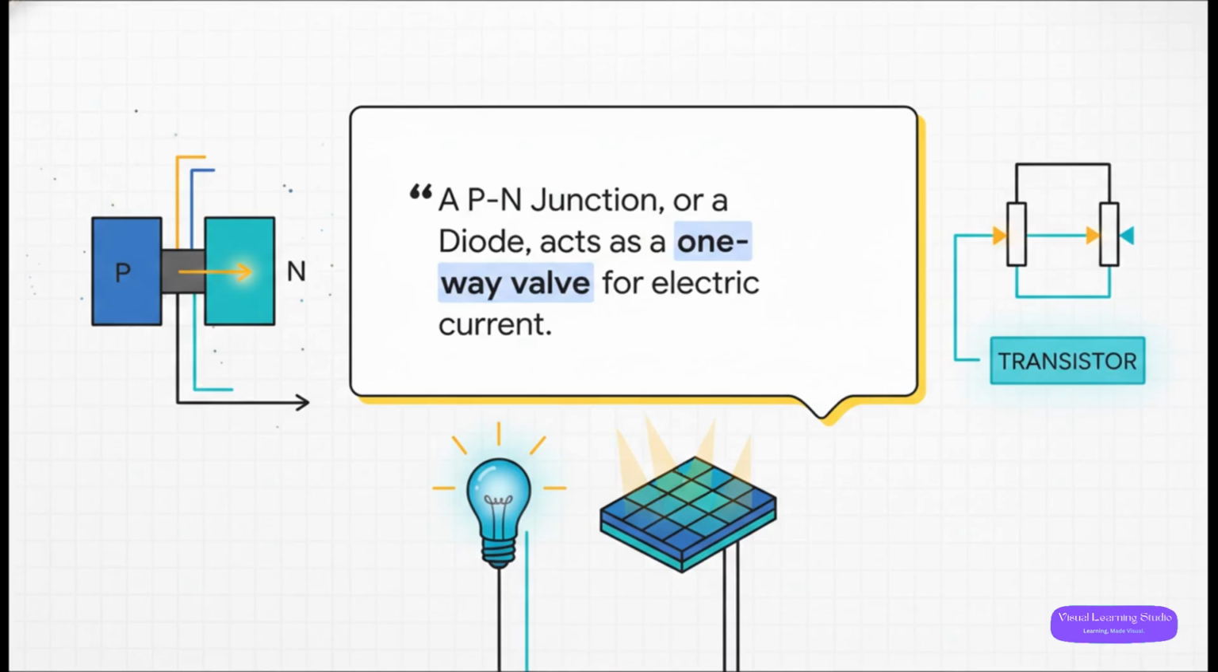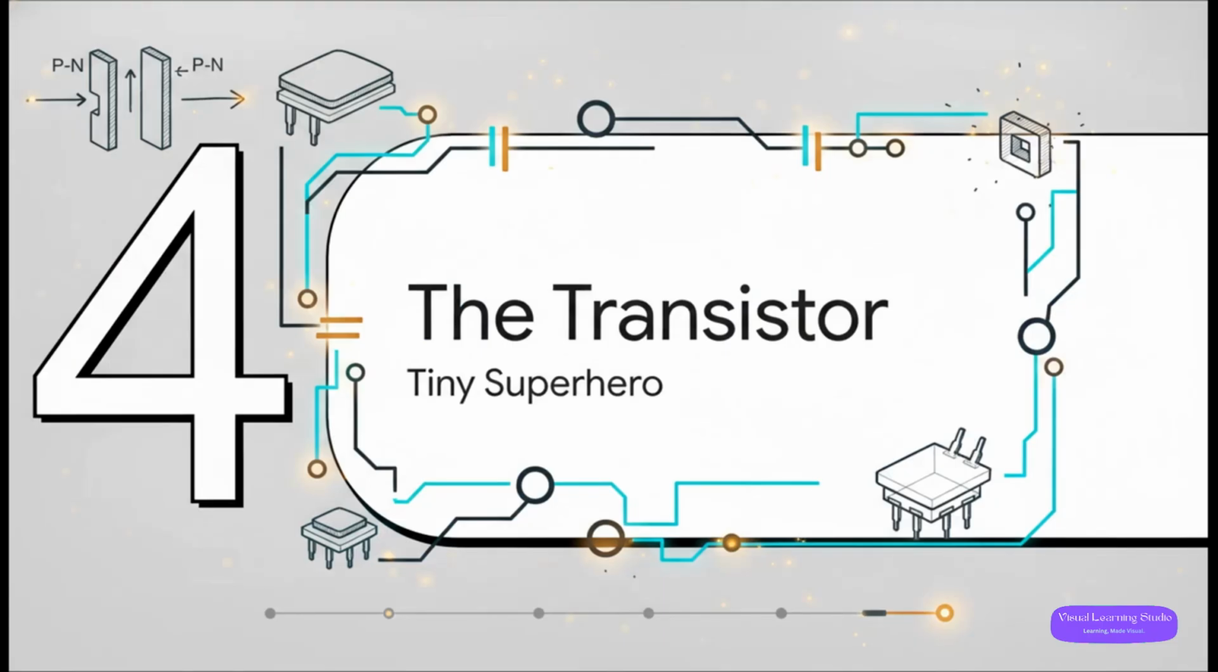And this brilliant little device, this PN junction, has a name. It's called a diode, and it's the fundamental one-way valve that underpins everything from the LEDs in your TV to the solar panels on a roof. But its greatest trick is what happens when you combine two of them. Because if one PN junction is a one-way valve, putting two of them back to back creates something with, well, superpowers. This device is the transistor, and it is no exaggeration at all to say it's the most important invention of the 20th century.